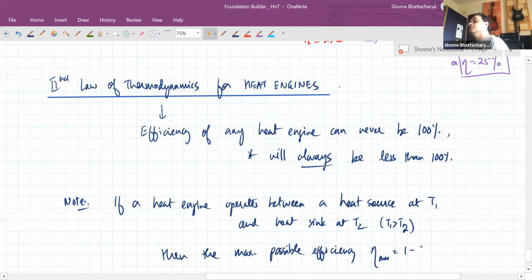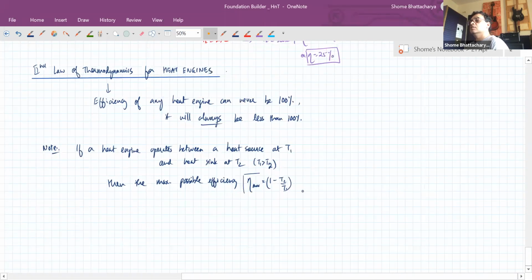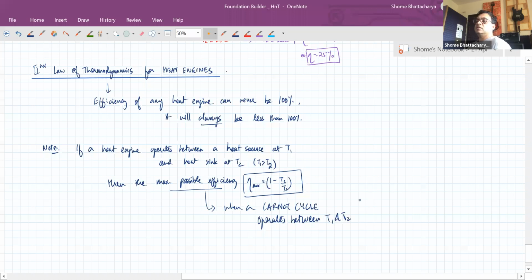is equal to the efficiency of a Carnot engine. Any other type of heat engine that we run will be having an efficiency of less than that, I mean, less than a Carnot engine. So the maximum possible efficiency is when a Carnot cycle operates between T1 and T2. Any other type of cycle will result in a lesser value of efficiency. Okay, so just make a note of this, people.